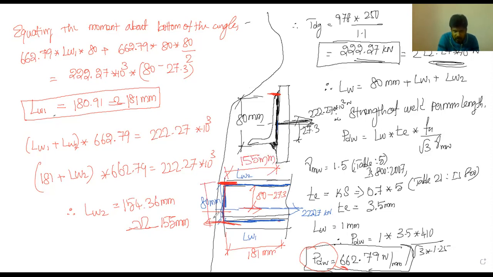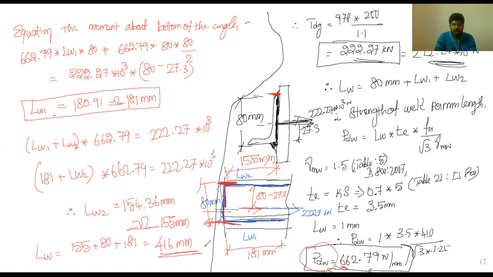Then this height of 80 mm. So the total length of weld LW is equal to 155 plus 80 plus 181, so 181 plus 80 plus 155, which is 416 mm. So this is the answer.